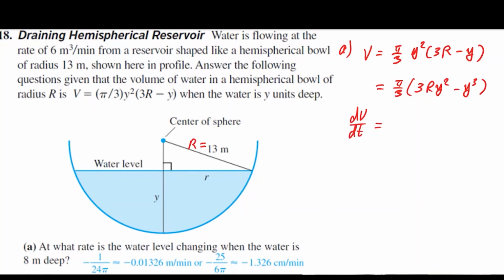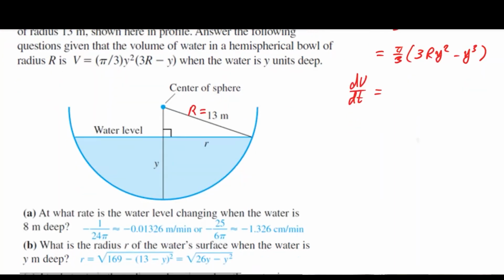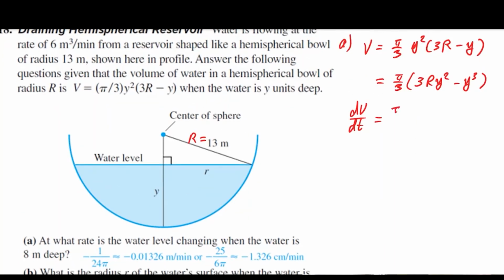Now I take a derivative with respect to t. Then what we're going to have is pi over 3. My computer's frozen. Uh-oh. Okay, it's working now. Pi over 3, and this becomes 6Ry. Why aren't you doing product rule? Why am I not doing product rule with R and y?